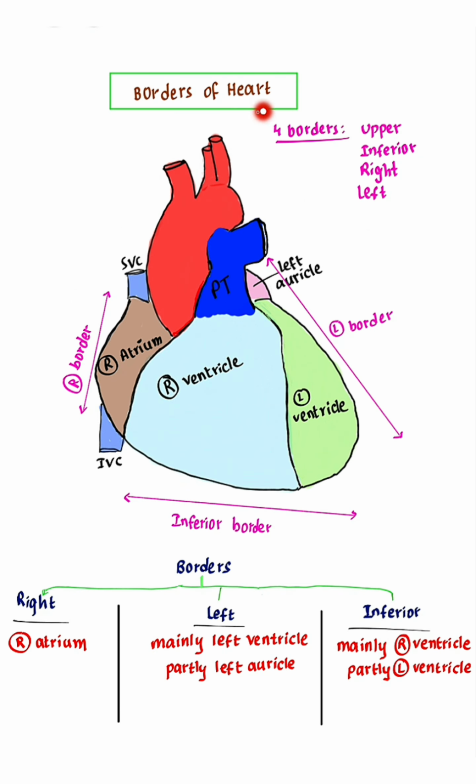Borders of heart. There are 4 borders: upper, inferior, right, left borders. Right border, it is more or less vertical. It is formed by right atrium. It extends from the superior vena cava opening to the inferior vena cava opening.